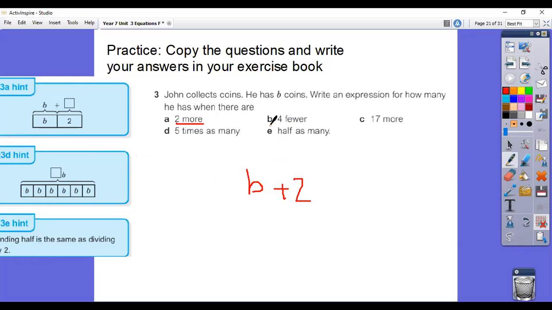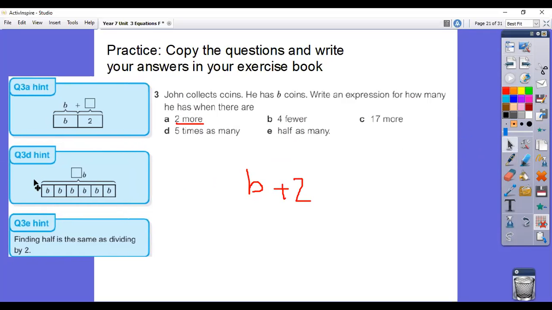So I will let you finish off question parts B, C, D, and E. Again, remember to look at the hints within the question. So, for example, you've got the hint here and the hint here.